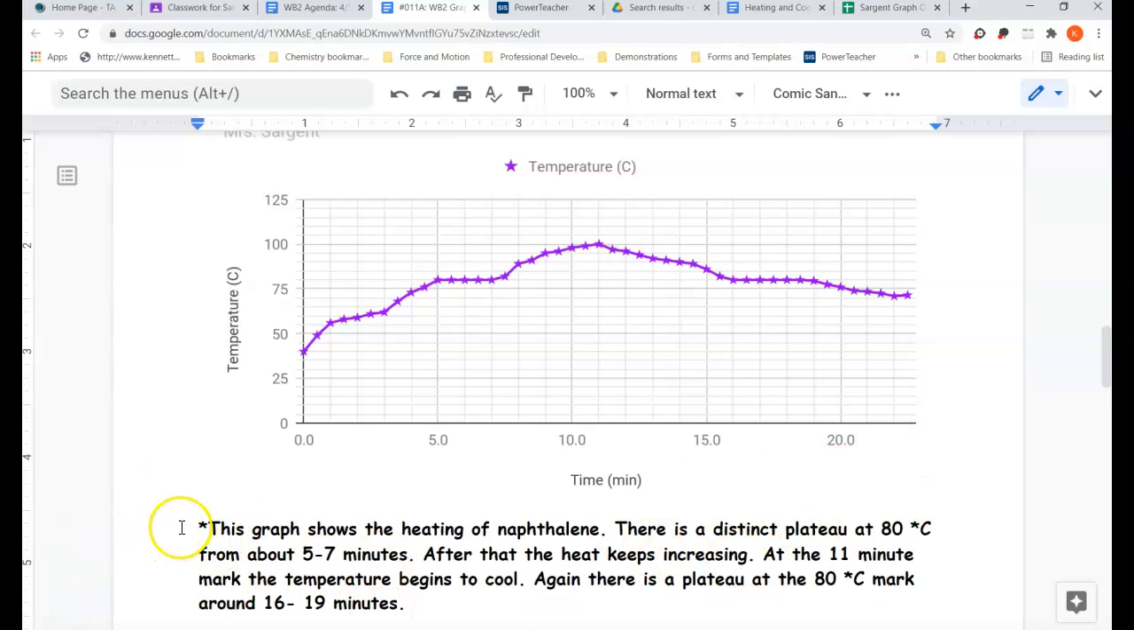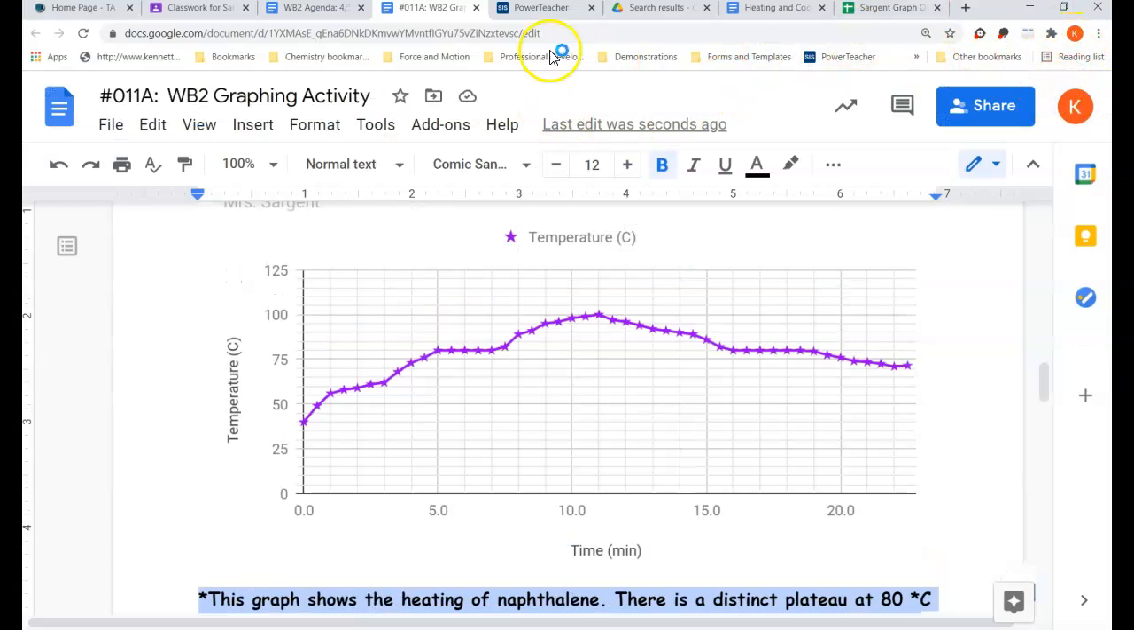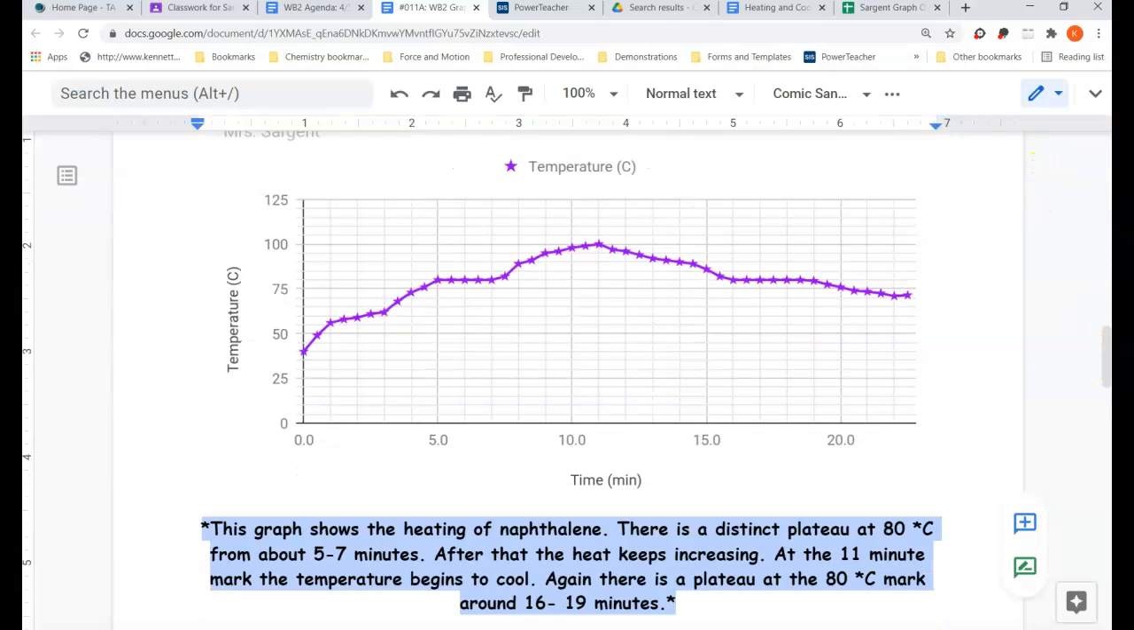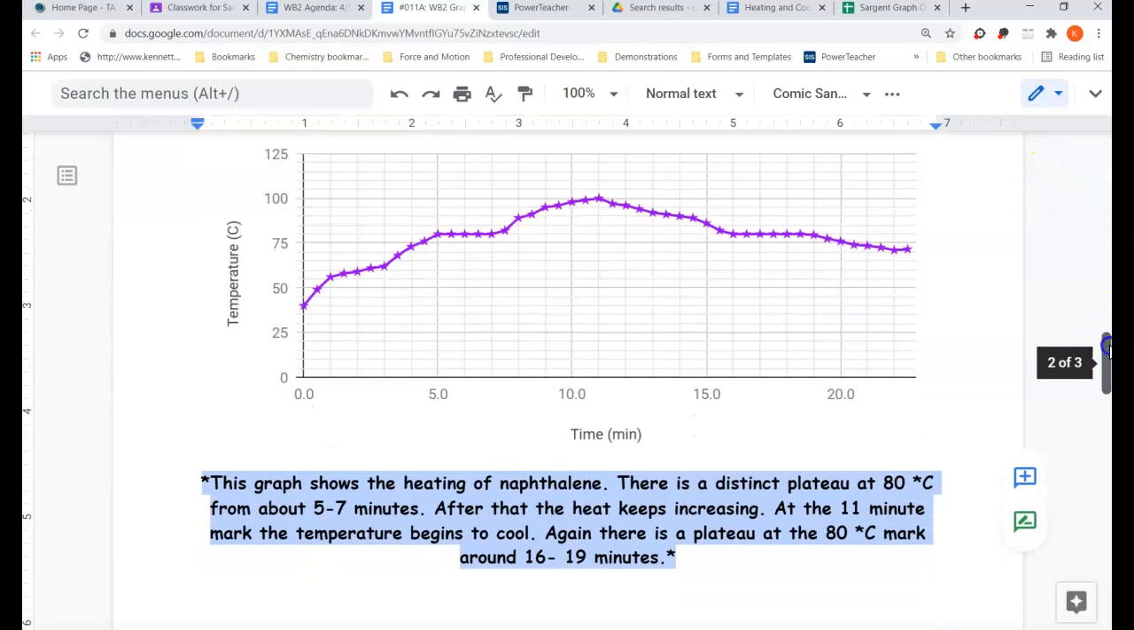Okay, so this lovely little statement here makes a nice little blurb about what is being shown in the graph. And this way, if someone who had no idea what you were talking about was looking at your graph, they then could read this and get a little bit more of an analysis about what they are looking at.